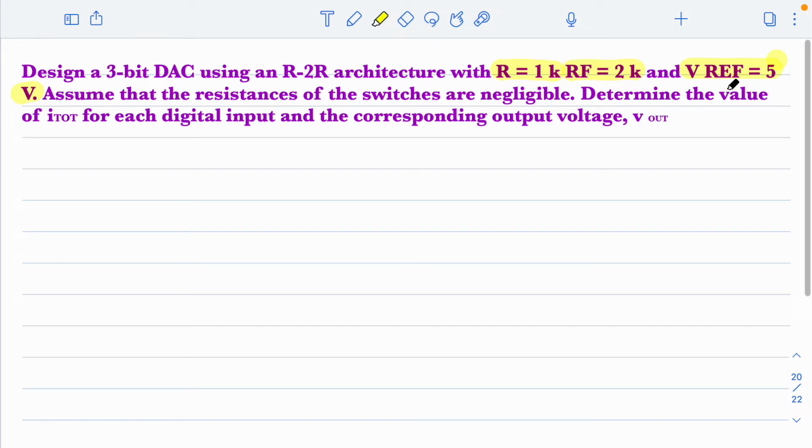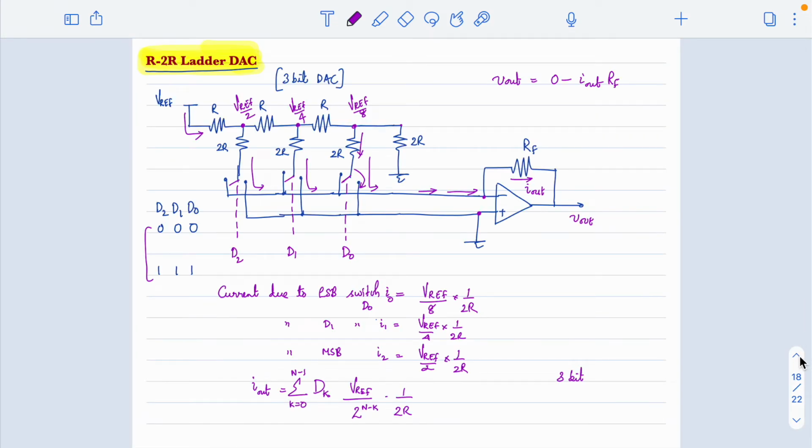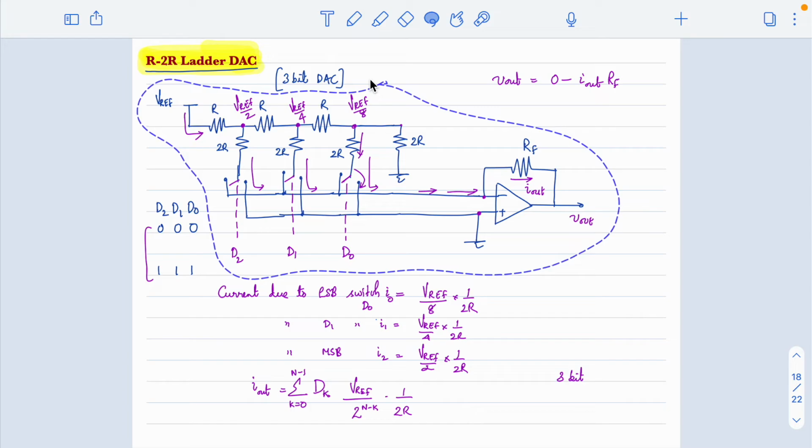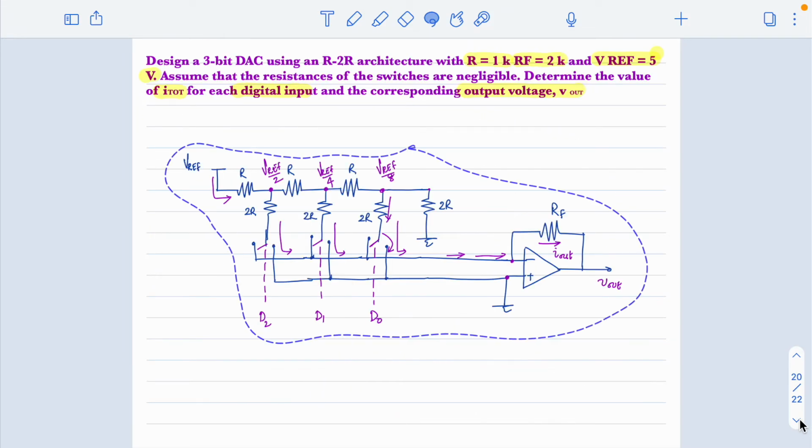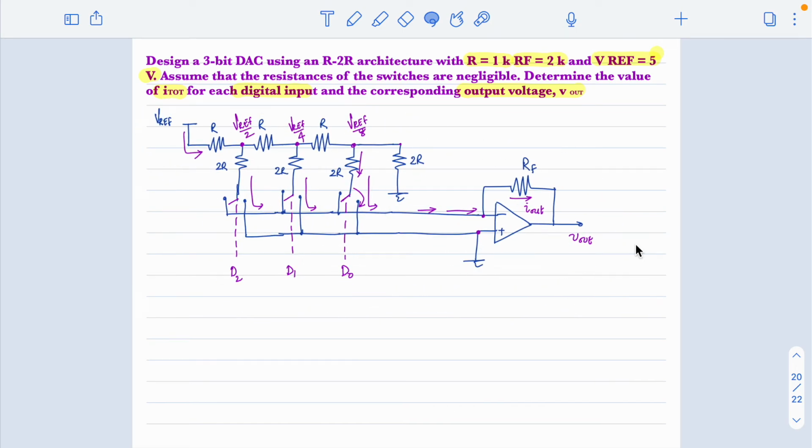What you have to do is find the value of I total, which is the output current. You can consider this as I out for each digital input, and the corresponding output voltage V out. So how will you solve this? The very first thing is you can draw the circuit diagram. In all the design questions you are supposed to even mark the values in the circuit diagram. So I have just pasted the circuit diagram here.